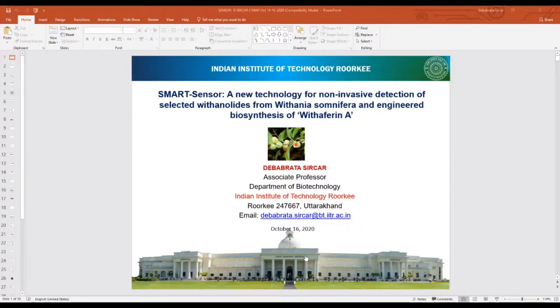Okay, so one more question. Since Withania somnifera root is the most used part of the plant, have you tried to correlate the detection of VOC in relation to the maturation of the root? That is our next target: to look into whether there is any correlation with VOC emission and root maturity or the root-specific withanolides. So that is our target.